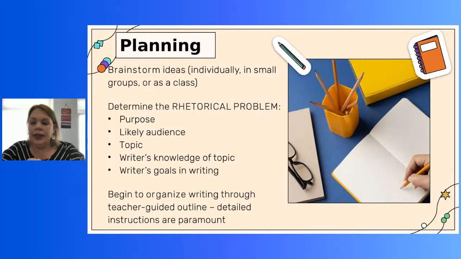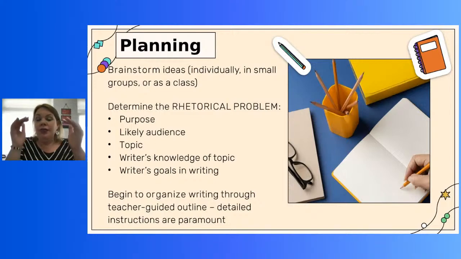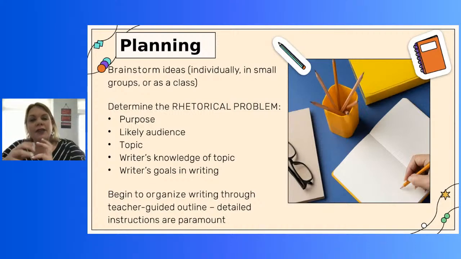Okay, yes. Begin to organize the writing through, and here I say teacher guided outline. Our instructions as teachers are paramount. That means they're extremely important in the student's writing. Because if we don't scaffold the writing, right? If we don't say, okay, here, for example, in your topic sentence, I want to see this. In your next two sentences, I want to see this. You know, we have to give the instructions clear enough and organized enough so that we help the students to be able to structure the text, right?